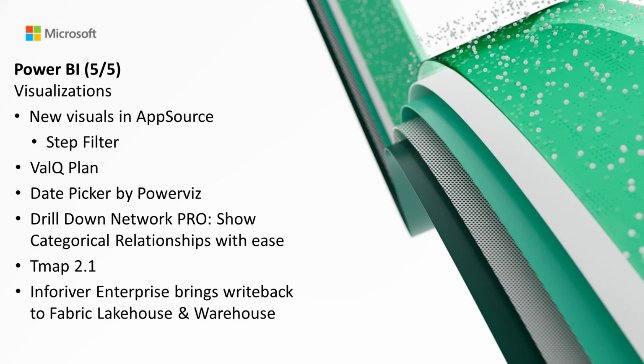Next, we have Drill Down Network Pro, show categorical relationships with ease. Drill Down Network Pro by Zoom Charts is designed for effortlessly visualizing categorical data and automatically detects relationships based on a category structure. Using your existing category-based data with few adjustments, quickly create an interactive chart that makes the relationships between each data category easy to read.